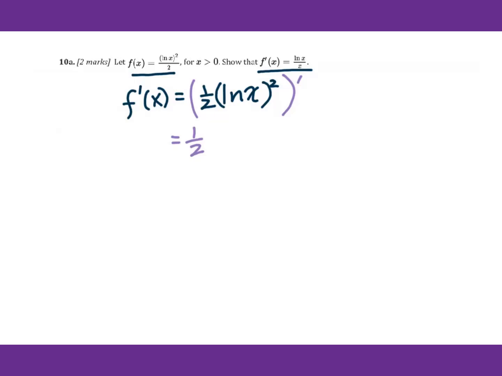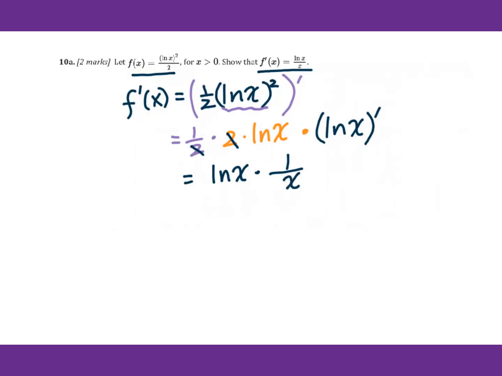1/2, that's the coefficient you state. You have to use the power rule first. That means 2 times natural log of x to the first power, that is the natural log of x, multiplied by natural log of x. Do the derivative according to the chain rule. So you get natural log of x times 1 over x, which means natural log of x over x.